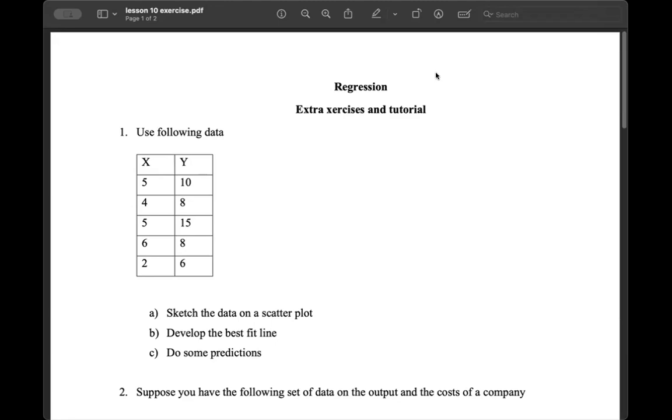Yes, what did you do? Miss, how to get the best fit line? Best fit. Okay. Best fit, we had three methods. One method is the free hand. With the free hand one, you can just look at the data and draw that line.